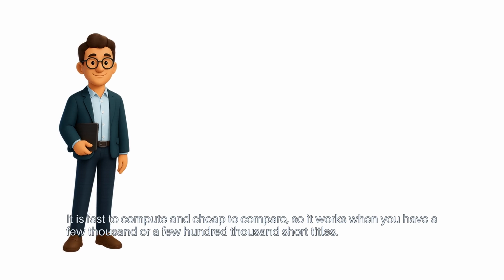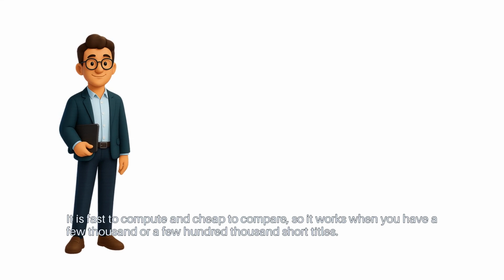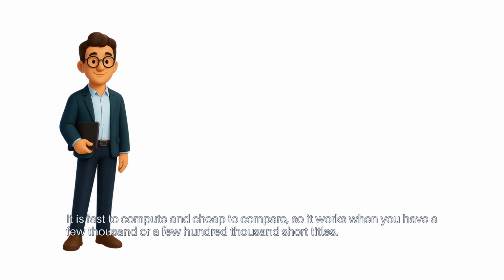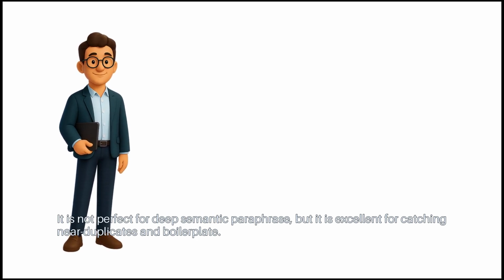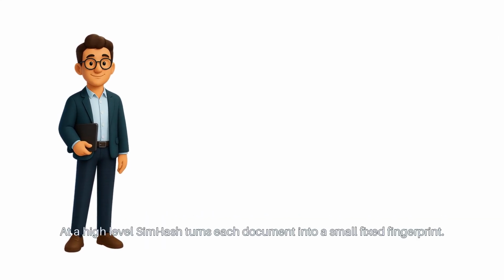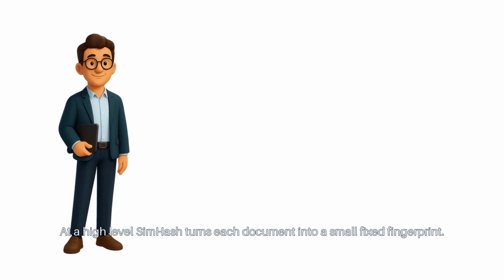It is fast to compute and cheap to compare, so it works when you have a few thousand or a few 100,000 short titles. It is not perfect for deep semantic paraphrase, but it is excellent for catching near duplicates and boilerplate. At a high level, SimHash turns each document into a small, fixed fingerprint.